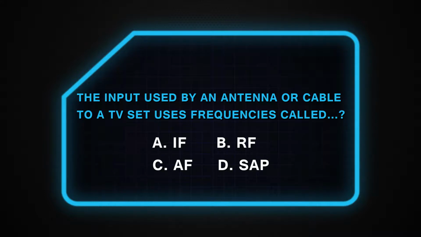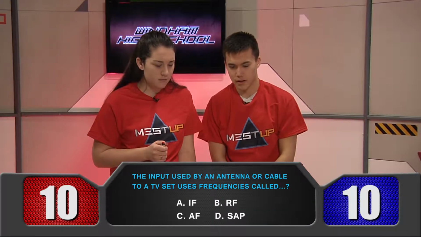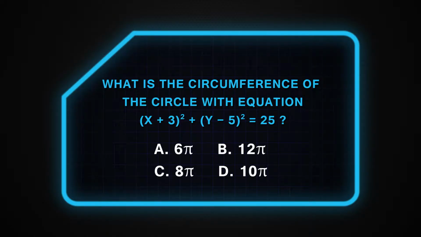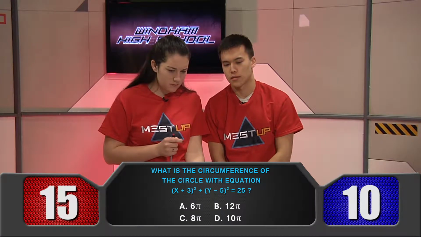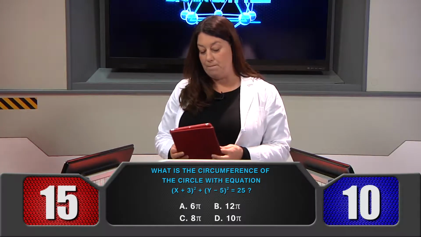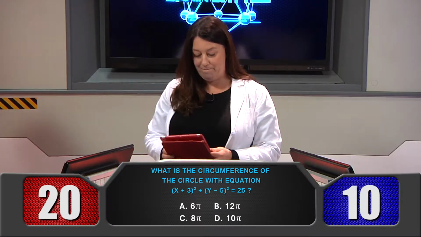Question 8. The input used by an antenna or cable to a TV set uses frequencies called which of the following? Red team. Is it B, RF? It is. That is correct. Number 9. What is the circumference of the circle with equation (x + 3)^2 + (y - 5)^2 = 25? Red team. Is it D, 10 pi? It is. That is correct.